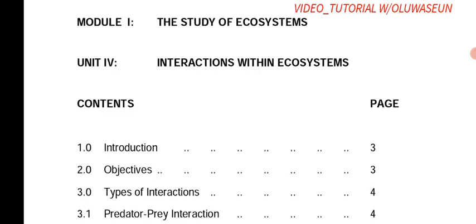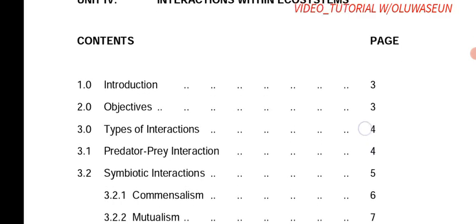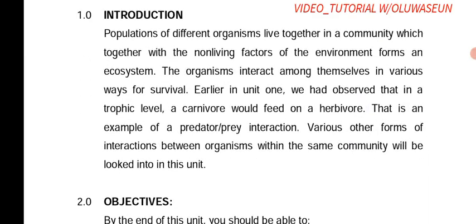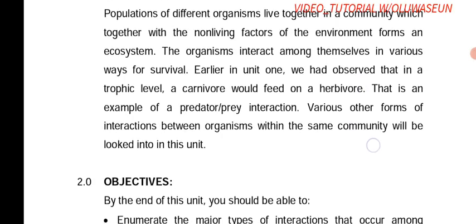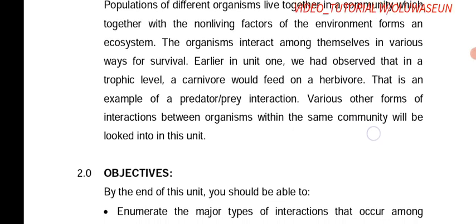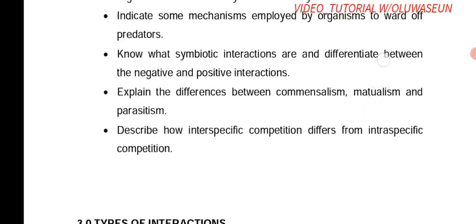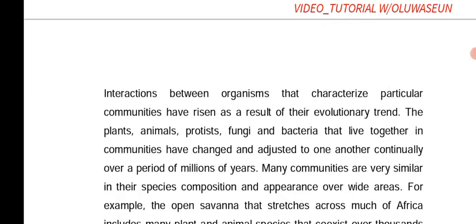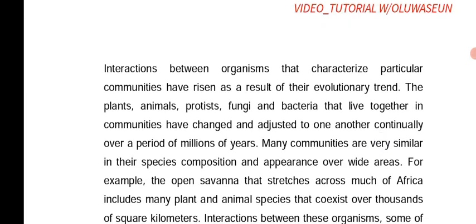We are still continuing in the study of ecosystems, and we want to talk about the interactions that exist within an ecosystem. When we say interaction, we simply mean how organisms live together and how they interact with one another. So that is what interaction simply means. Without wasting your time, we will go straight into the types of interactions that exist within an ecosystem.